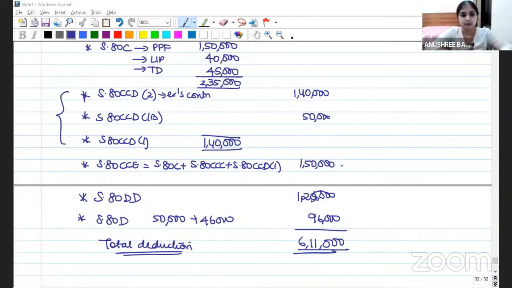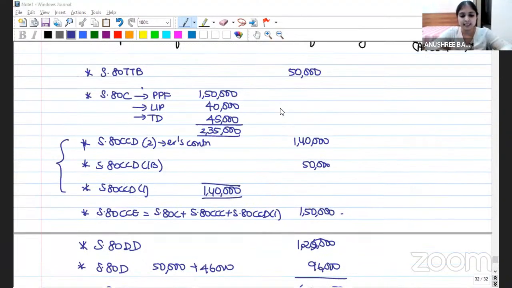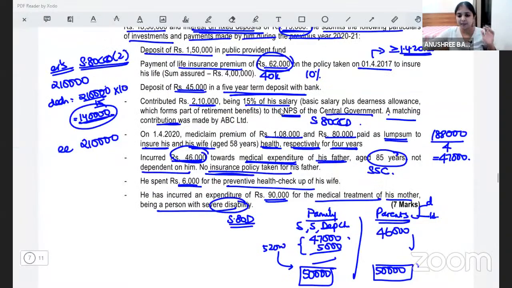Clear? 80D, did you understand? For family, totally I'm getting 52,000, but this I will restrict to 50,000. Parents, 46,000. Not medical premium, but super senior citizen, you will not get a medical insurance policy. So in that case, whatever expenses you incur, that itself you will get as a deduction. Are we all clear?